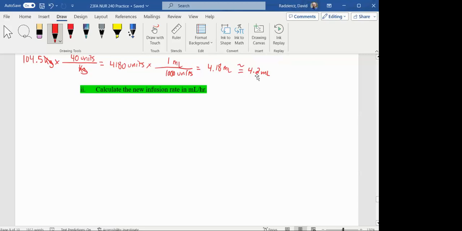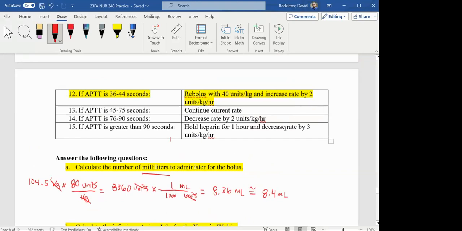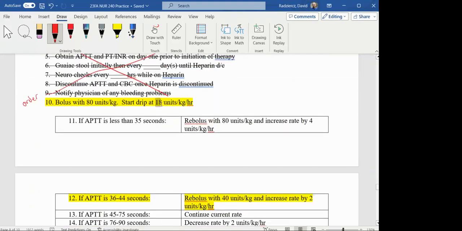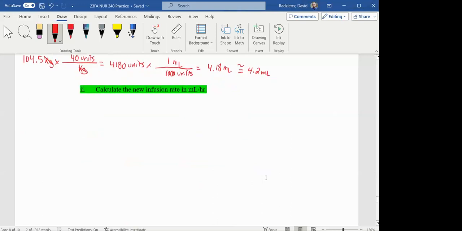I wouldn't necessarily recommend doing that, but at the same time, you may only be calculating the post-APTT bolus, so you may not even know the original bolus if we're in a testing situation. The new infusion rate: it tells us to increase the infusion rate by 2 units per kilogram per hour. So we started at 18. So we're going to raise that up by 2. So our new calculation will be 20 units per kilogram per hour. So I'm going to take my 104.5 now times 20.